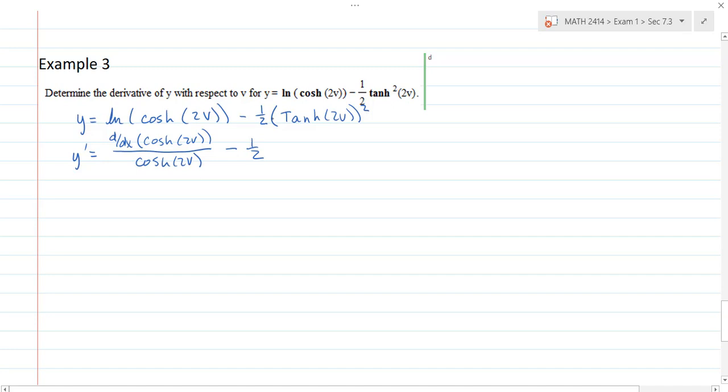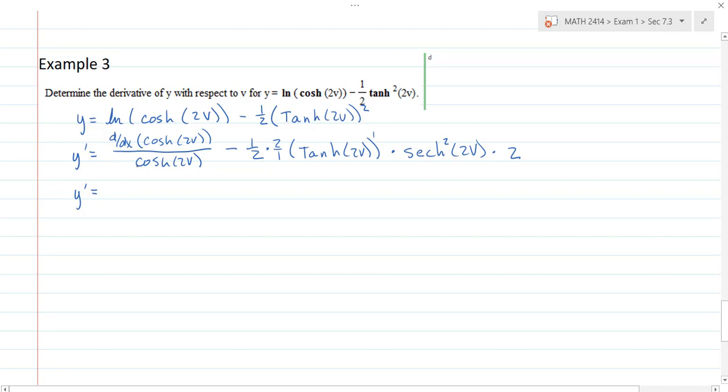So that means that the 2 is going to come down front times the inside of the parentheses. Subtract 1 from 2 and you get 1, so that's raised to the first power. Now times the derivative of what's on the inside. The derivative of tanh is sech squared 2v. And then you have to multiply by the derivative of the angle, and the derivative of that angle there would be 2.